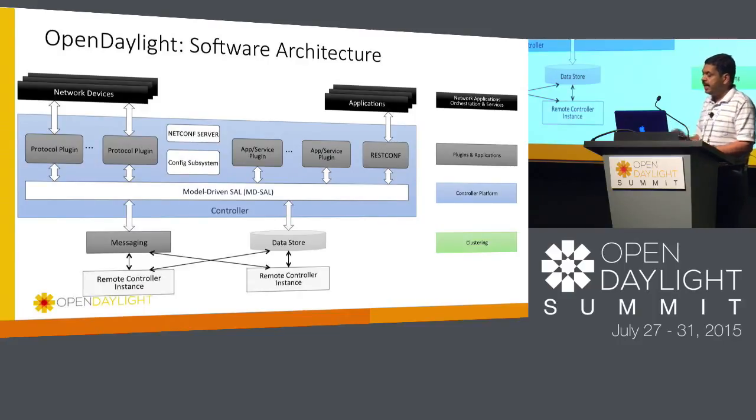So the MD-SAL gives you two or three key functions. One, it is a broker. When plugin A is communicating with plugin B, the MD-SAL takes care of the translation of the messages, taking them to the destination and converting them back. And like we said just now, the other plugin could be in the same JVM, or somewhere else.